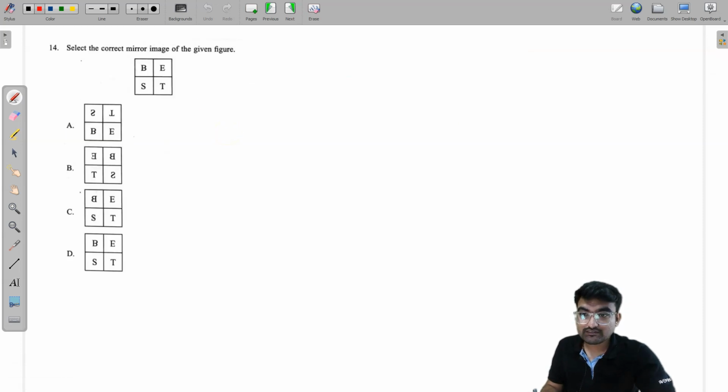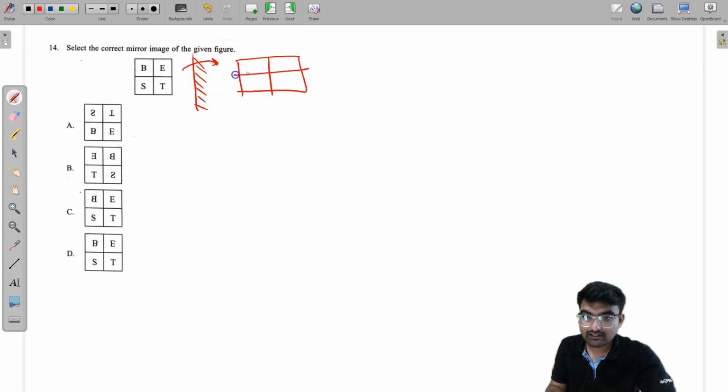Now next question. Select the correct mirror image of the given figure. Always remember the mirror image is like on this side. So it will be like E, correct? Then T, if I find the mirror image of B, and then see, S first curve is facing this side. So the first curve should be facing this side. Okay, so this is best. By this logic you can remember how to draw a mirror image. If the curved part is facing this side, then in the mirror image it will be facing the opposite side, correct?